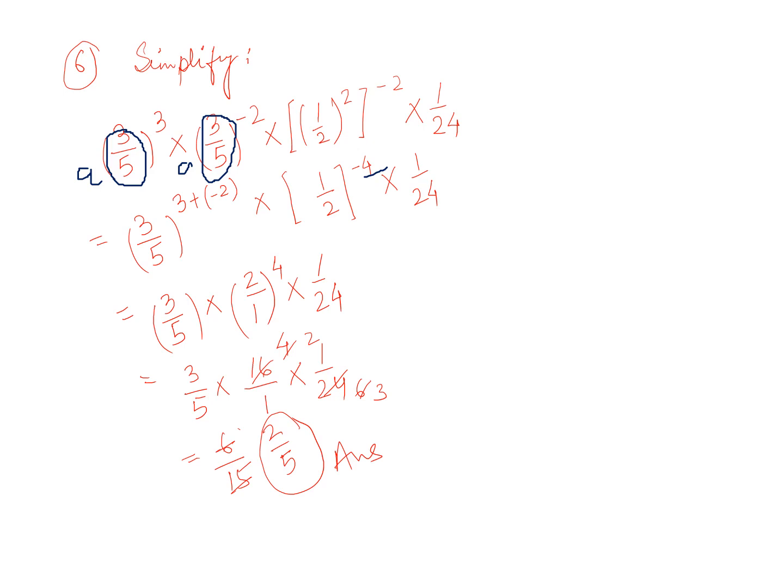So the final answer is 3 by 5 into 2 to the power 4, which means 2 into 2 into 2 into 2, that is 16 by 1, into 1 by 24. When you simplify, you will get the answer as 2 by 5.